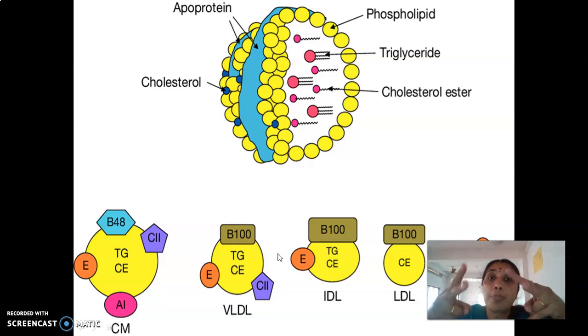So mRNA splicing will be happening. That splicing of B100 leads to synthesis of B48. So B100 is actually the parent protein, and from the B100, B48 is synthesized. B100 moves into the intestine, and there the splicing happens to give rise to B48. The place where mRNA splicing happens is only the intestine. That is why B48 can be seen only in the intestine or in the chylomicrons.